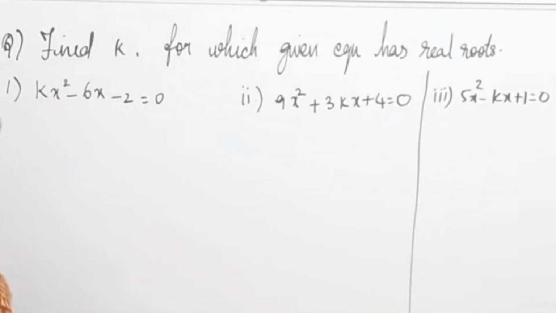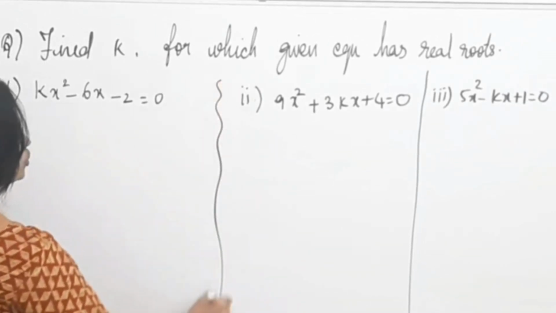Children, now we go for this question. Find K for which given equation has real roots. See, the first equation is kx square minus 6x minus 2.